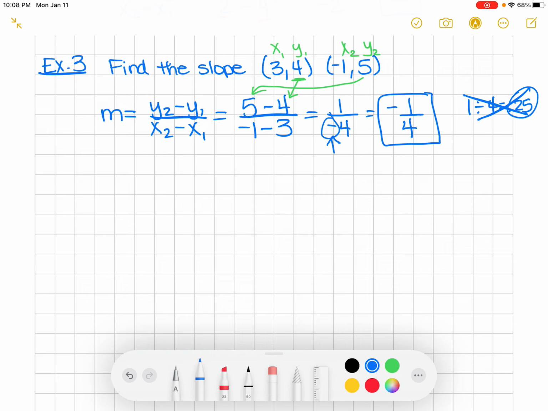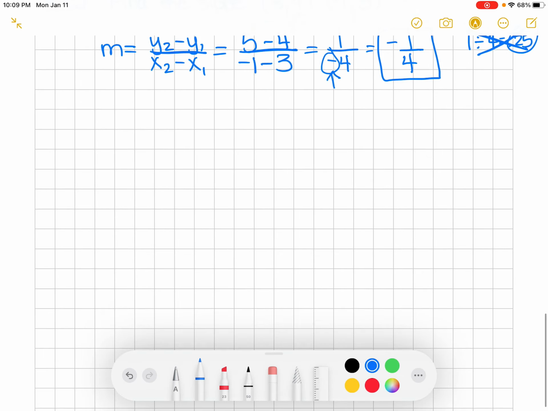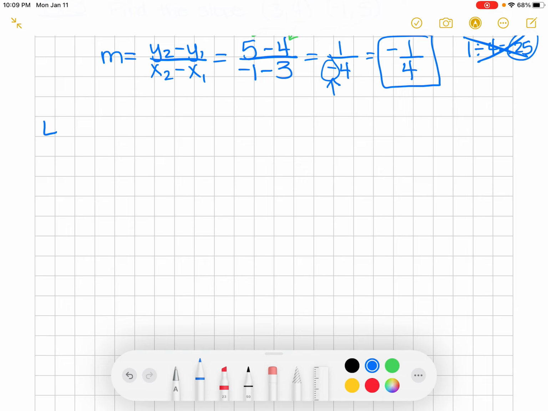Okay, that was it for example 3. Hopefully you got that right. Let's move on to examples 4 and 5, and these are a little bit different, and you'll see why in just a minute. So let's look at example 4.